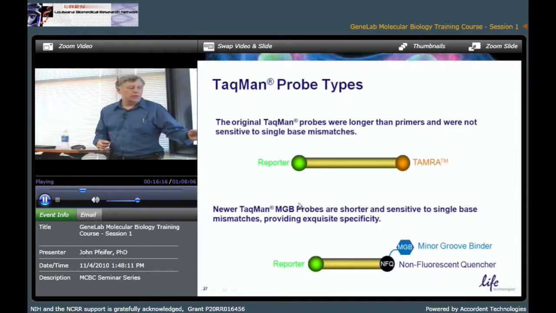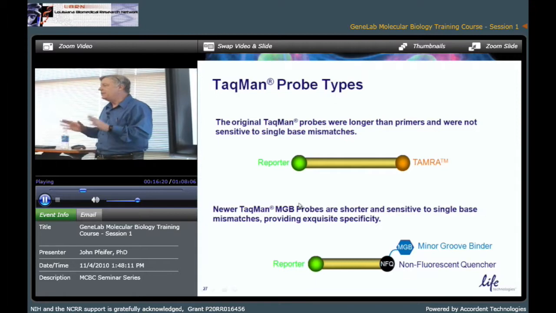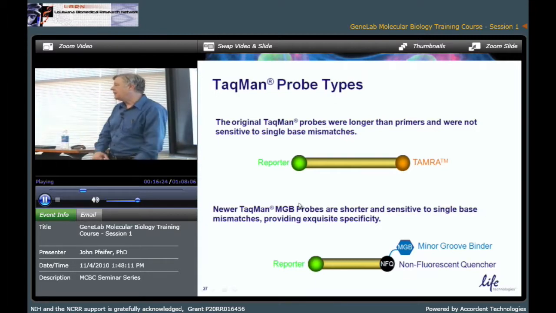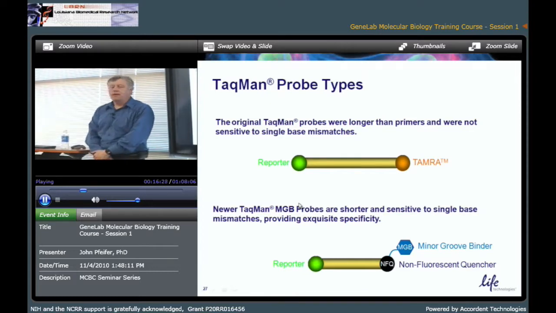The MGB probe has a non-fluorescent quencher on the 3' end. Again, the fact that it's non-fluorescent doesn't matter that much. What's more important, there's a second molecule attached to the 3' end called the minor groove binder, or MGB. So if you can imagine the TaqMan MGB probe binding to the target sequence, a short double-strand region is formed naturally, and that forms a small minor groove, which allows the minor groove binder to bind, strengthening the binding of the probe to the target sequence.